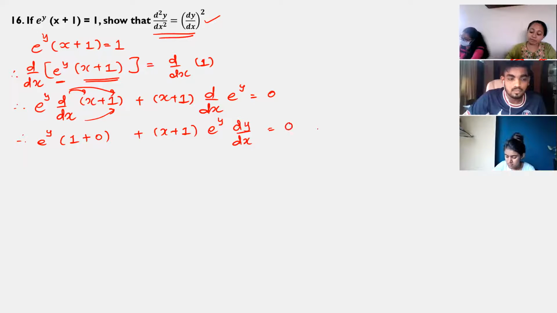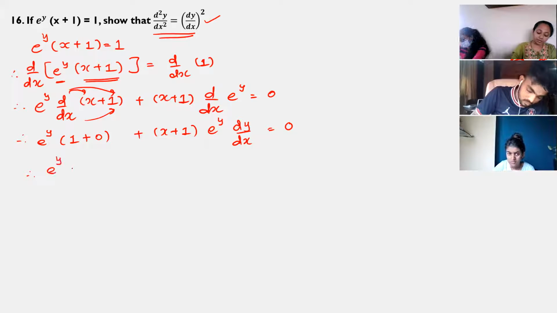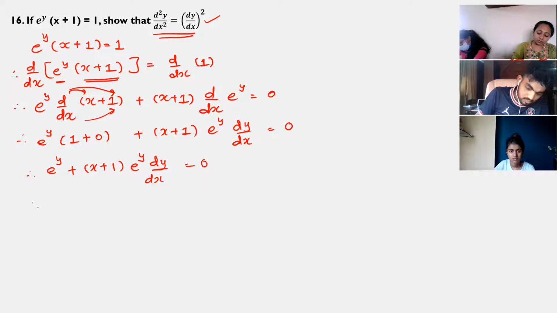Then that power's differentiation should also be done. So that is how, on simplification, e to the power y into (1 + 0), plus (x + 1) e to the power y dy by dx is equal to 0. I think we can take e to the power y common, right?